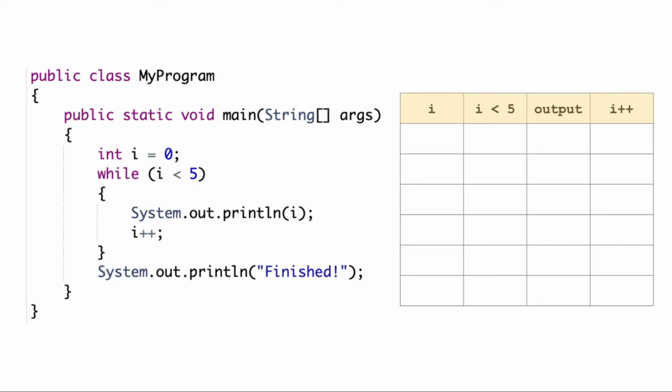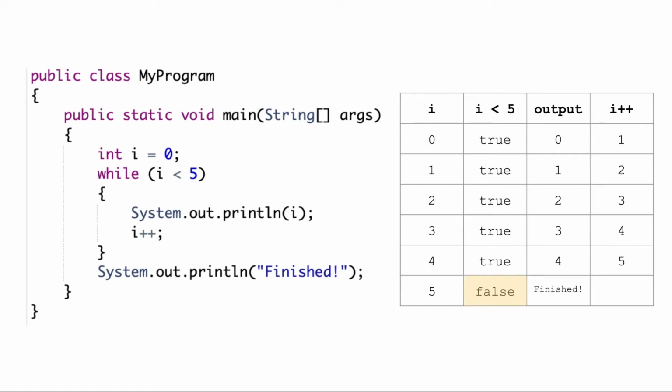Set up your trace table by identifying the variables, conditions, and output you want to keep track of. In this case, integer I, the Boolean expression I less than 5, the output, and the increment of I. At the start of your program, integer I stores the value 0. The Boolean expression at this time evaluates to true. The computer will execute the code inside the while loop and output I. It will then increment the loop control variable by 1 and go back to evaluate the Boolean expression. This will continue until the Boolean expression evaluates to false.